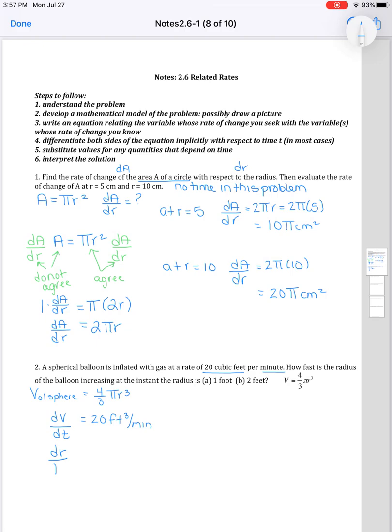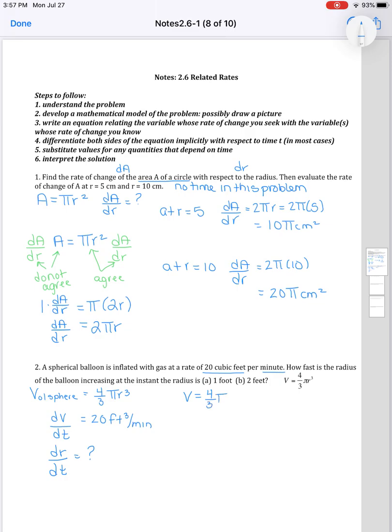Well, if we have 20 cubic feet per minute, that's telling me that I have dV, because volume is associated with feet cubed, over dt, because time is associated with minutes.